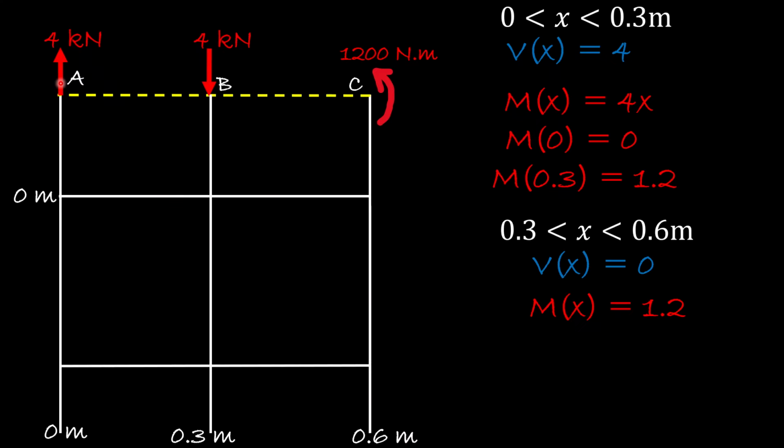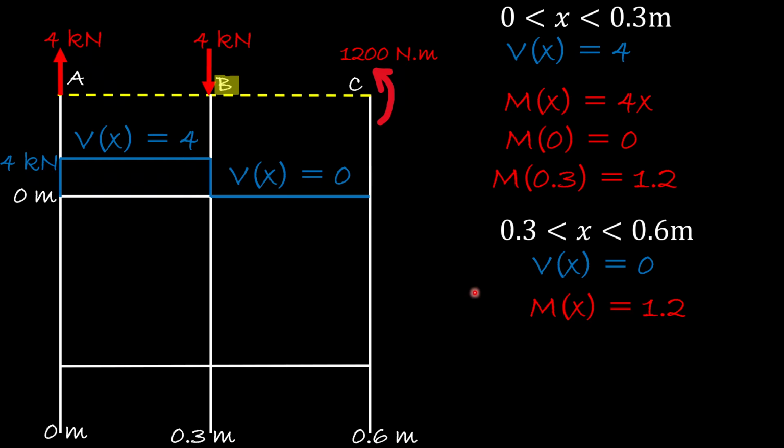Here at A, we have an external load of 4 kilonewton, and from 0 all the way to 0.3, we found that the internal shear force is constant at 4. Then at B, we have an external load applied on the beam at the value of 4 kilonewton, so we will drop down 4 kilonewton back to 0. And between 0.3 and 0.6, the internal shear force is 0, so that's what we have in here.